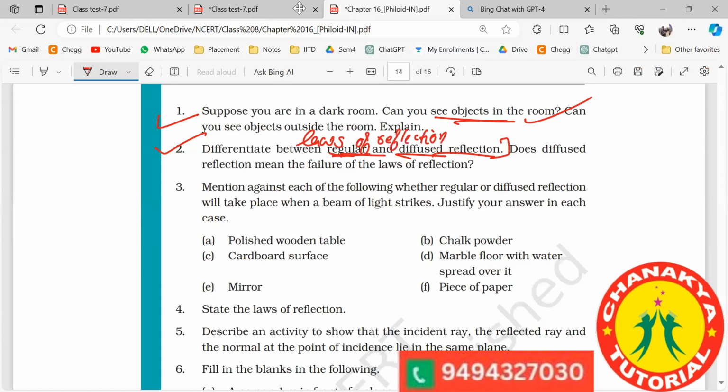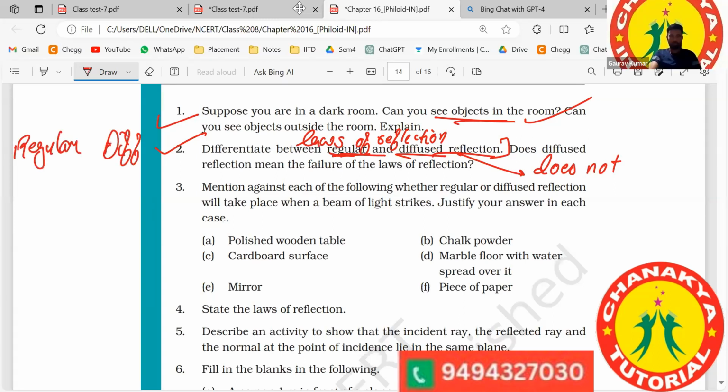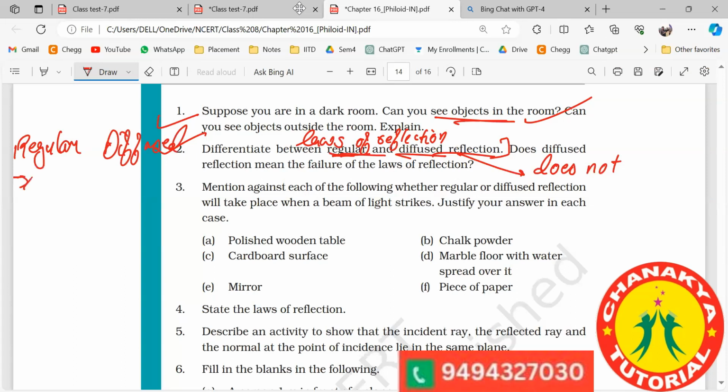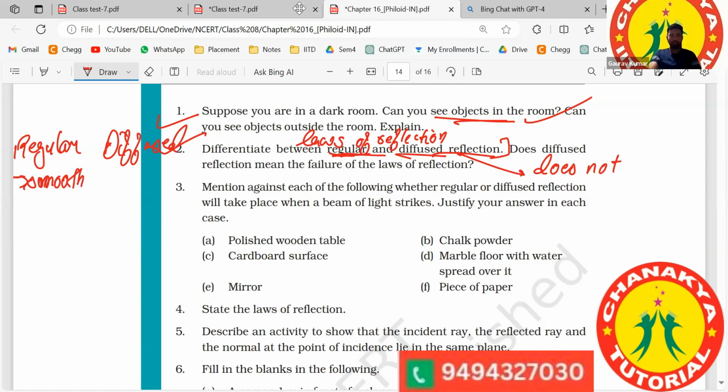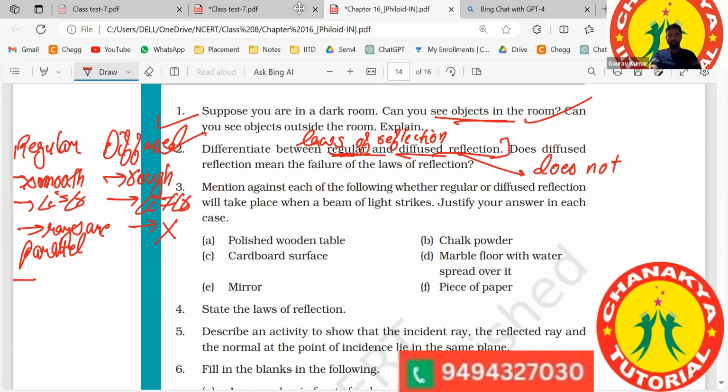Regular reflection takes place on a smooth surface, and diffuse reflection takes place on a rough surface. In regular reflection, I equals R. In diffuse reflection, I is not equal to R. Regular: rays are parallel. Diffuse: not parallel.